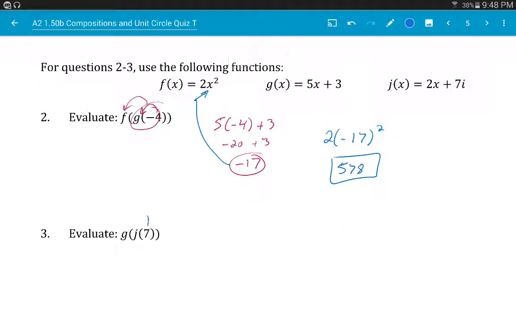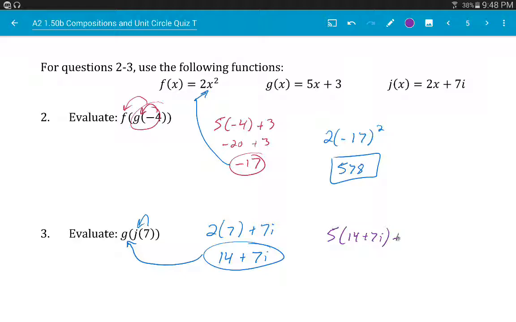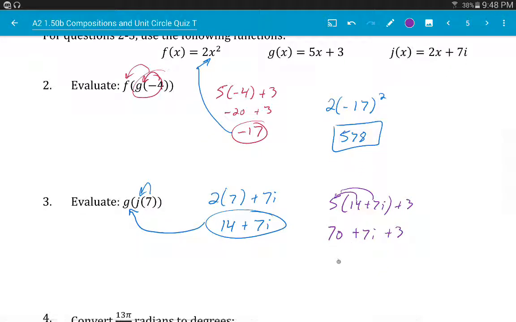Next one, g of j of 7. So 7 goes into j. That's 2 times 7 plus 7i. That's 14 plus 7i. That's going to go into the g function, which is 5x plus 3. So I'm getting 5 times 14 plus 7i, plus 3. Distribute the 5. 5 times 14 is 70. So 70 plus 7i plus 3. Combine my like terms, and my final answer is 73 plus 7i.